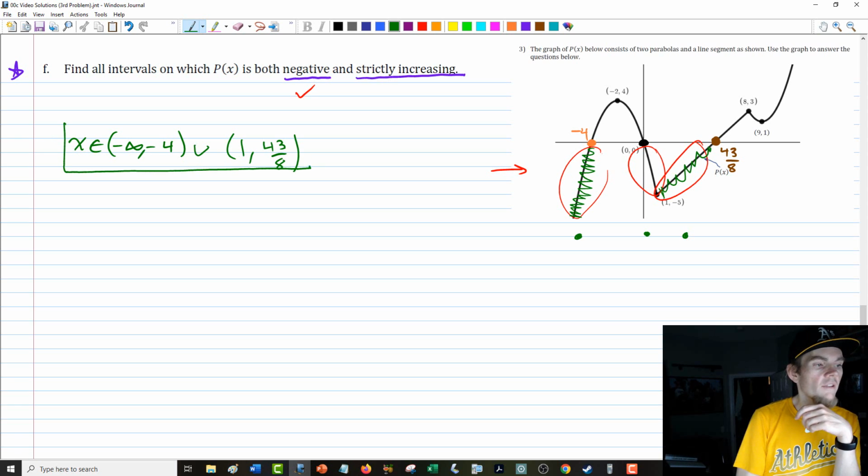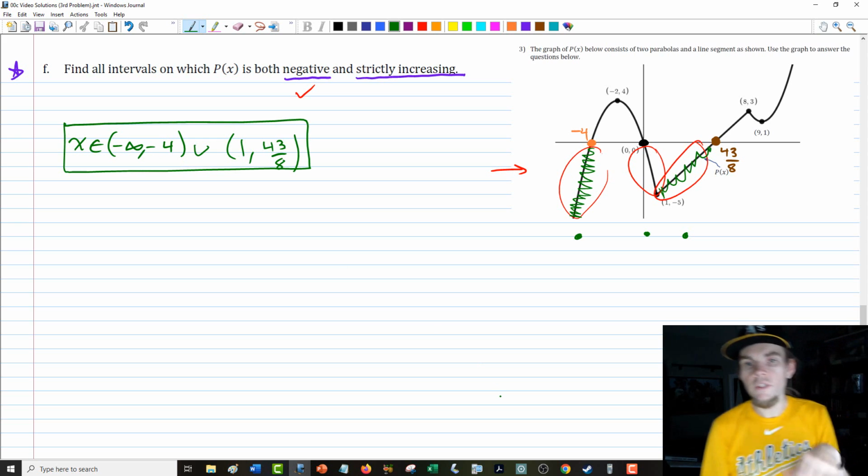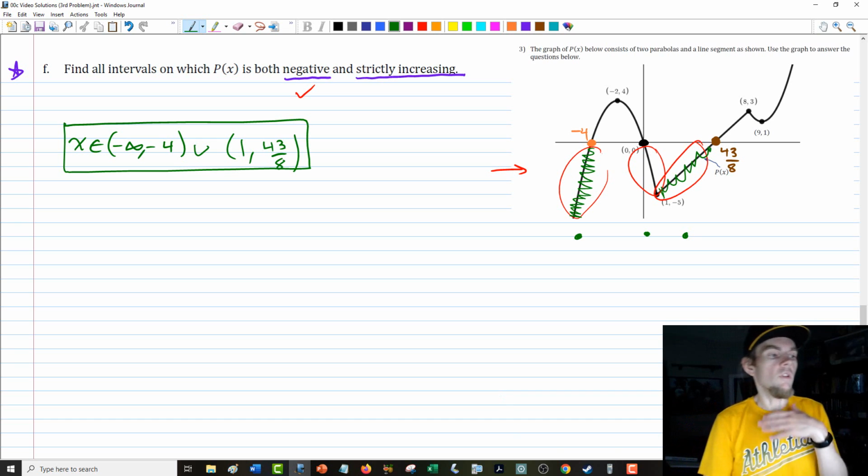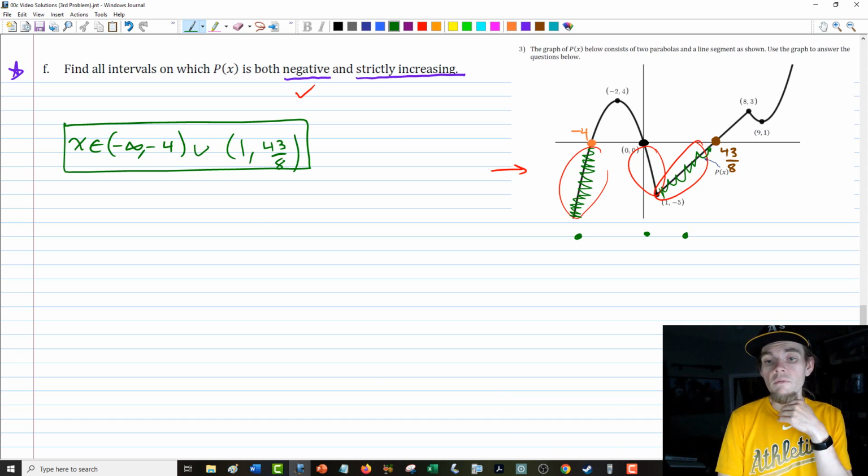So we're going to put from negative infinity to negative 4, and then on the second section, we're going to run from 1 to 43 over 8. So once again, having your answers or your equations and your work carefully done and readable and legible for you to go back and look at from before is a huge lift for you as you're digging into this stuff, for sure.